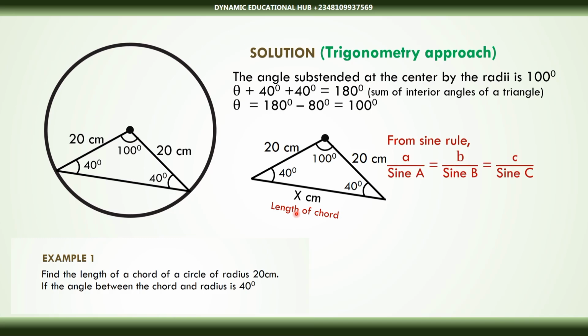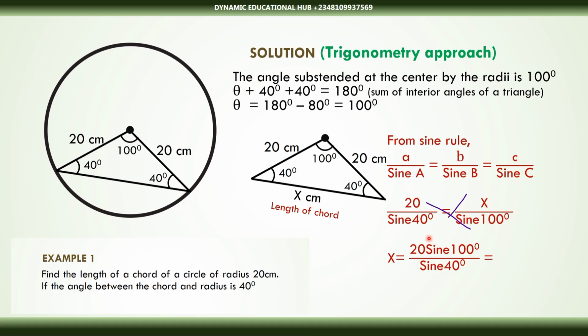Now, from the concept of the sine rule, when you have a triangle like this, the side over the sine of the angle that is facing it is always constant. So we want to find this x, we don't know it, so we can say that 20, we know this side, which is 20, divided by sine of the angle that is facing it, is equal to x, the side we don't know, over sine of the angle that is facing it, which is 100 degrees. Make x the subject of the formula when you cross multiply.